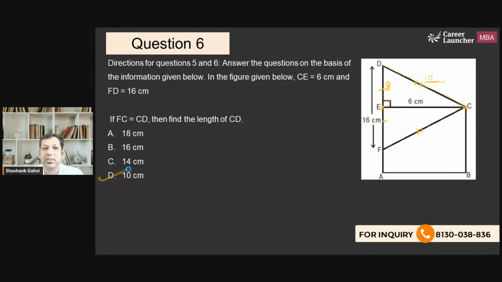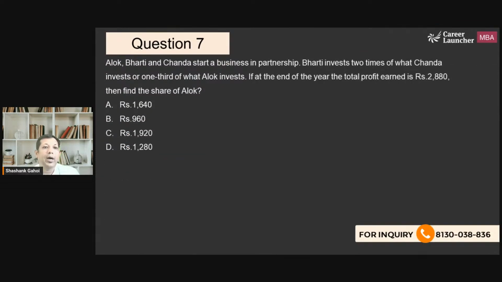What does it say? Question number 7. Alok, Bharati, and Chanda. So basically, these are good names, A, B, C. So there are 3 people, A, B, and C. Bharati invests 2 times of what Chanda invests. I like these kind of names where you get ABC or PQR or STU. When every name starts with a different alphabet, I think the questions become very easy. The reading becomes very easy actually. So B invests 2 times of Chanda. So I am assuming that Chanda, C, invests 1. Then Bharati invests twice of this.